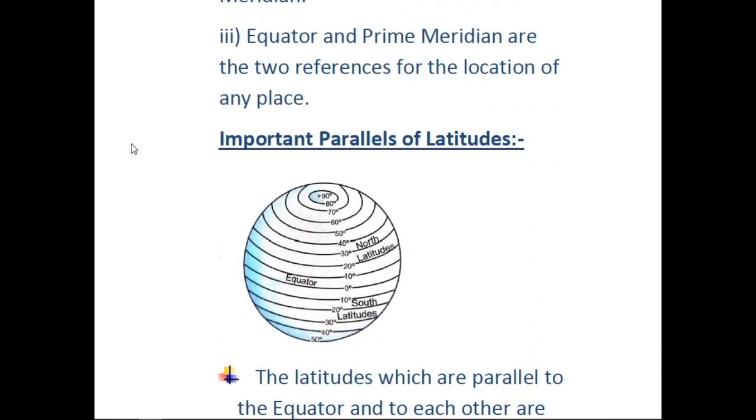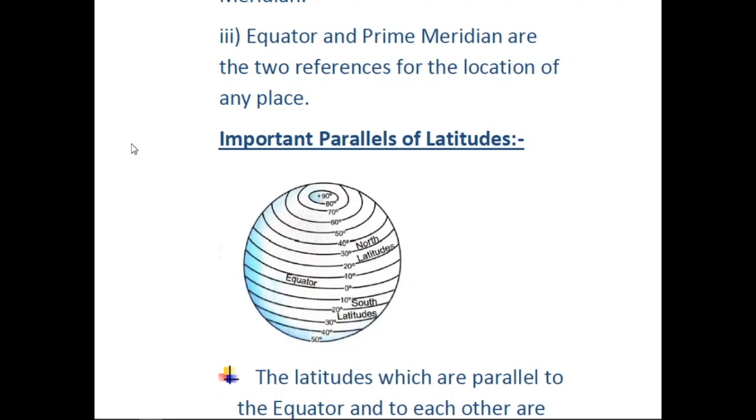Here let me tell about what is prime meridian. The vertical line that runs from north pole to south pole, or north to south, and it divides the earth into the eastern and the western hemisphere. Equator and prime meridian are the two references for the location of any place.